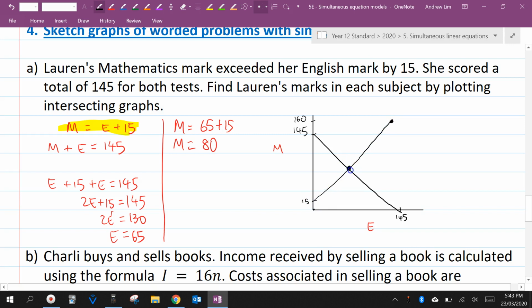And we'll see here that if we were to do this accurately, that is what she got for English and what she got for maths. So if we had sketched this completely accurately, this number here would be 65 for English. This number here would be 80 for maths. Okay, but like I said, I find it best to just solve this algebraically and then graph it, if the question asks us to graph.